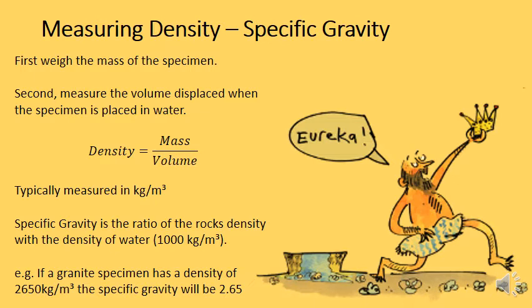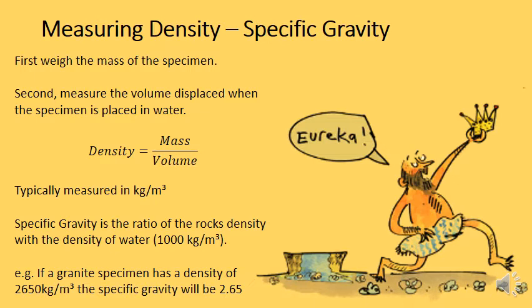Now, there's something called specific gravity, which is a ratio. And this is the ratio of the rock's or the aggregate's density to the density of water. Now, the density of water is 1,000 kilograms per meter cubed. It's always 1,000 kilograms per meter cubed, or 1 kilogram per liter.